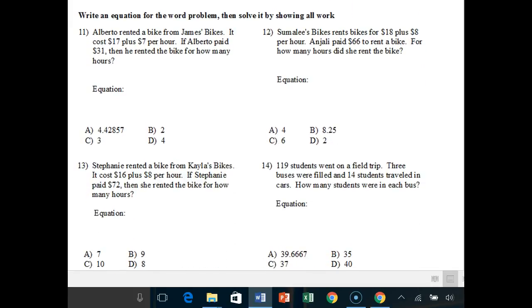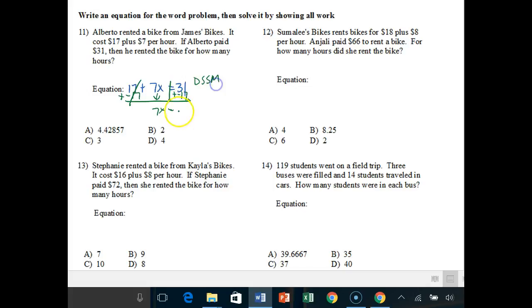Number 11, Alberto rented a bike from James Bikes. It cost $17 plus 7 per hour. We don't know how many hours, and we know he paid 31. So we want to find out how long he rented the bike. So you just got a two-step equation. So plus negative 17 plus negative 17. Those cancel out. Drop down 7x is equal to 31 plus negative 17.